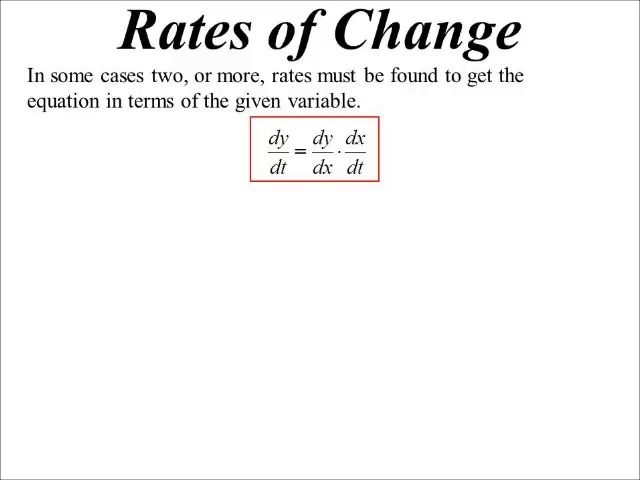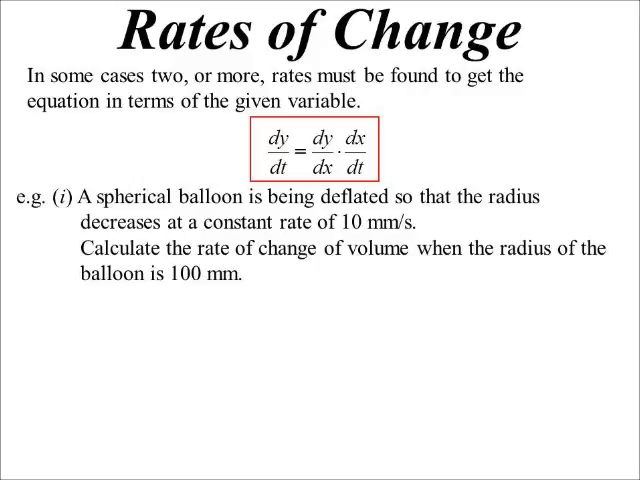It's all using the same idea. If we think of rates like fractions, where dy/dt is the same as getting dy/dx and multiplying it by dx/dt, that basic idea. So, all right, a spherical balloon. Fortunately for us, the balloon is a perfect sphere. That makes the question nice and easy. It's being deflated so that the radius is decreasing at a constant rate of 10 millimeters per second. Because if you think about a balloon deflating, it deflates at a constant rate, the radius.